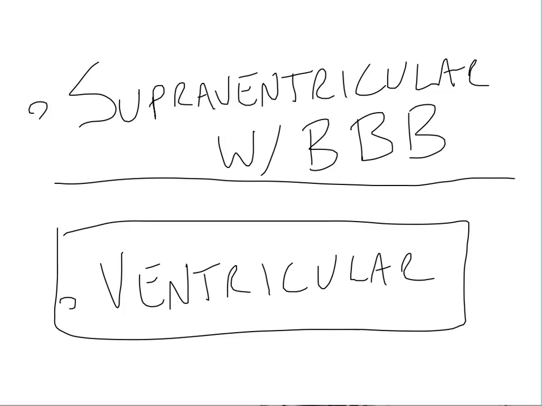And what's the easiest way to do that? Look for P waves. Do we see P waves? P waves tell us it's probably this, especially if those P waves are with every QRS complex. Now, obviously, with ventricular arrhythmias, you can have P waves, but they don't really care where the QRS complex is, or they're behind it.